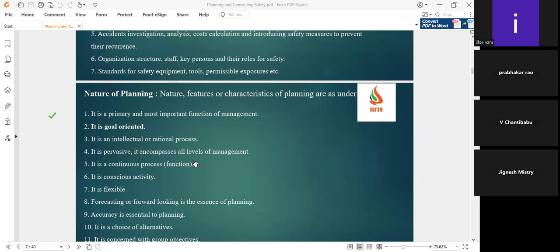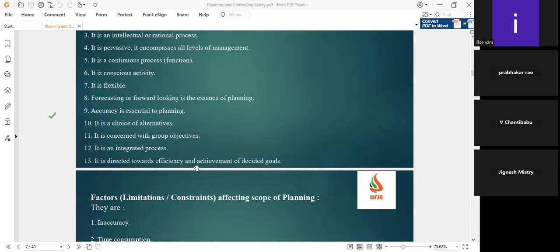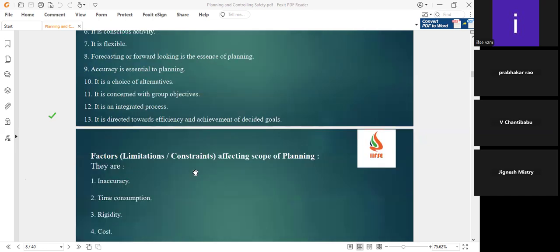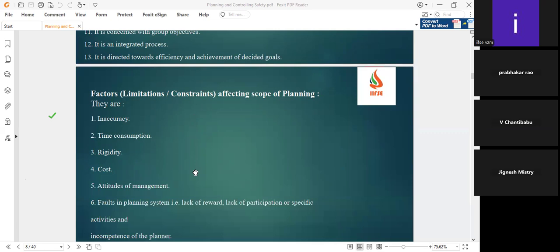For example, what are you planning to increase in the product? We know the factors that influence constraints: inaccuracy. That means you are getting the product with specification. You know the product requirement is to increase by 50 tons. But there are some constraints and limitations affecting the scope of planning. 50 tons increase, okay. But while preparing for the 50 tons increase, there are some inaccuracies.